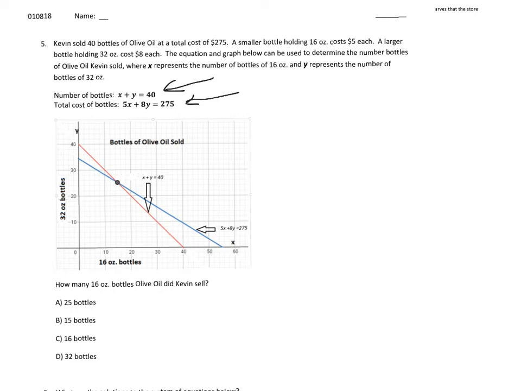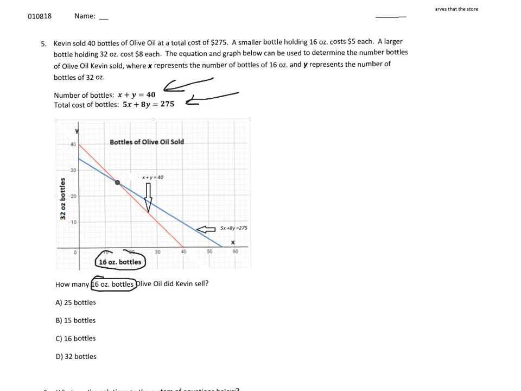The question there is, how many 16 ounce bottles of olive oil did Kevin sell? So again, you want to concentrate on the 16 ounce bottles, okay, which is the x-axis, because he's asking for 16 ounce bottles in the question.